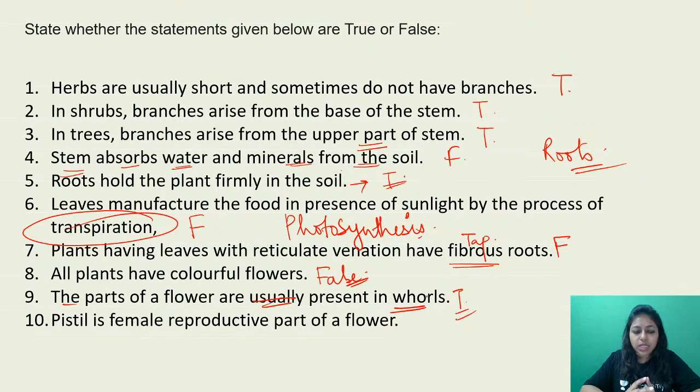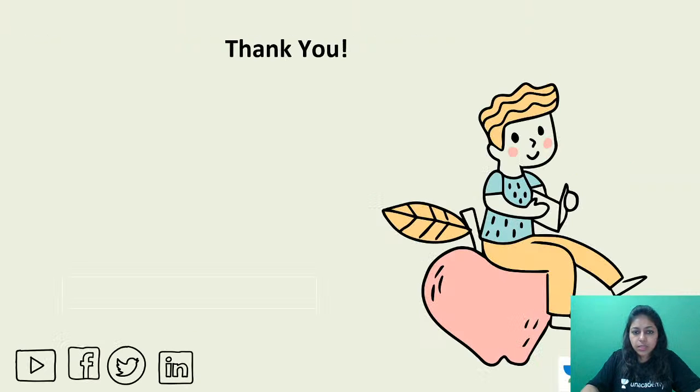And last but not the least, pistil is a female reproductive part of a flower. Is it? Are they correct? Tell me fast. Tell me. Pistil is a female reproductive part of the flower. Right, it is a true statement. Correct. So that is all about plants.